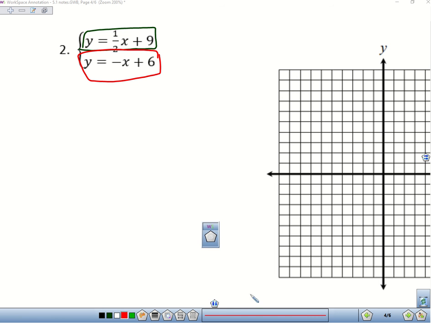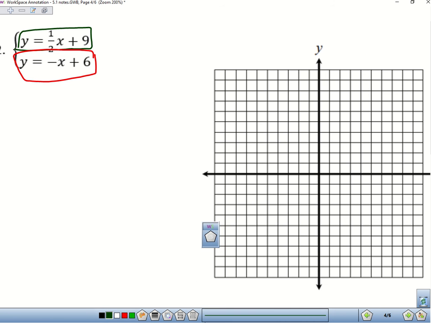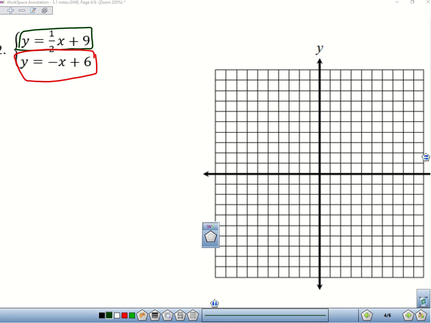So, what is the y-intercept on the first one, guys? Which one's the y-intercept on 2? The 1/2 or the 9? The 9. So you go up to 9. 1, 2, 3, 4, 5, 6, 7, 8, 9 right here. So you plot the 9. This is your y-intercept, meaning it's on the y-axis, okay? Now you look at the slope.